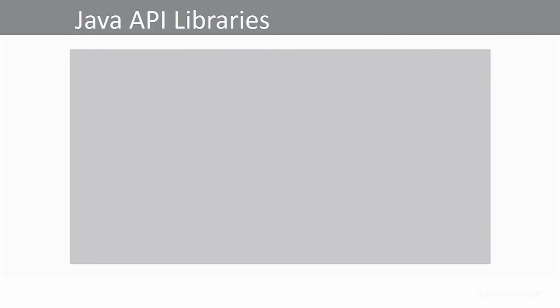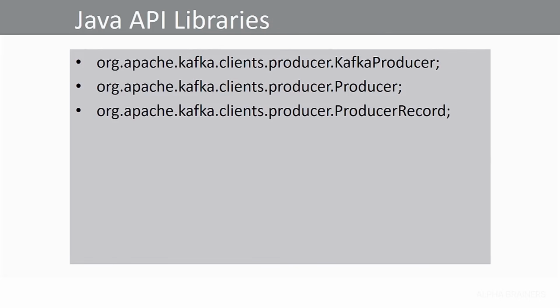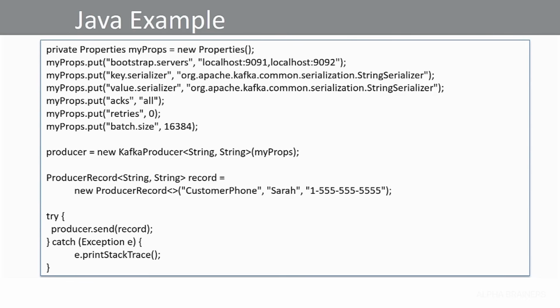Now with that said, if you're going to create a producer using Java, there are 3 API libraries that you want to be aware of: the Kafka producer, the producer, and producer record libraries. Those you should actually import into your code. And then once you've done that, you can put together some code that looks like the following. So let's just step through this and look and see one line at a time or one section at a time what this program is going to do.